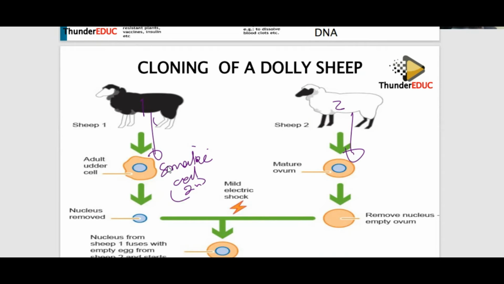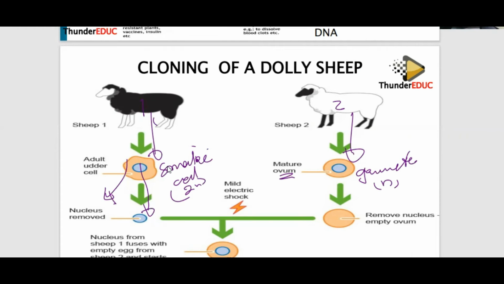You get another cell from sheep 2, but this is an ovum, meaning that it is a gamete. Don't forget that gametes are 1n. So what happens? You remove the nucleus of sheep 1. If you remove the nucleus of sheep 1 and you maintain it and you throw away the casing of the cell, then automatically, since you have kept the genetic composition of sheep 1, you want to produce a sheep which looks like sheep 1.